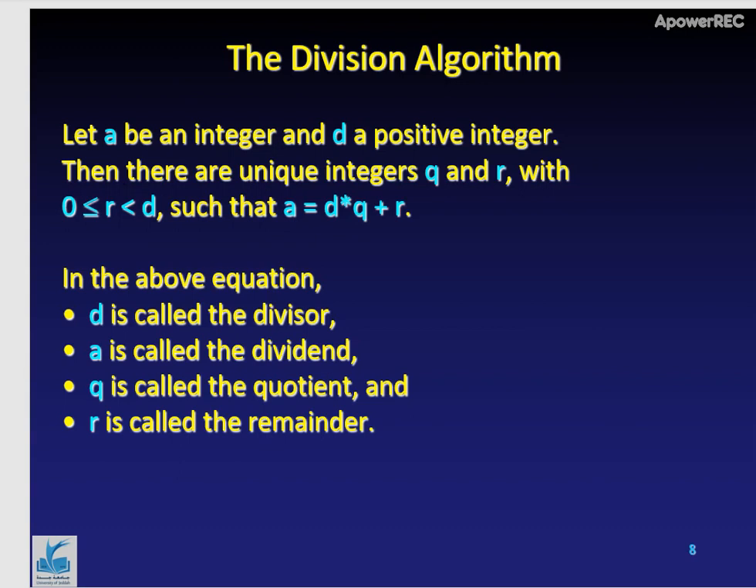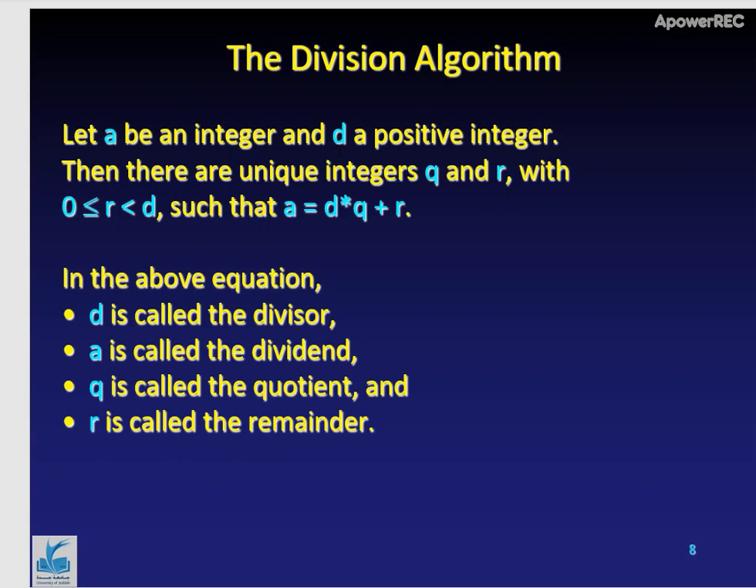So a is an arbitrary integer while d we're considering as a positive integer. In this case, given these two integers, we can find two additional integers by performing the division. One of them is called the quotient q and the other is called the remainder r, in such a way that the remainder is always non-negative and is less than the divisor, which is this other number d.